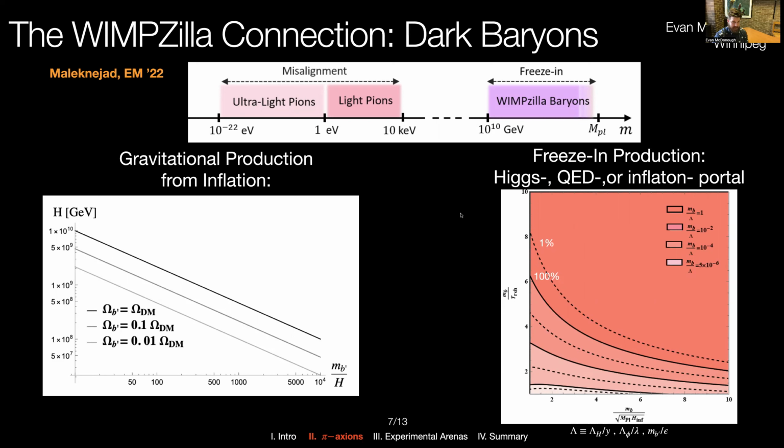And for the last several decades, there's been a wealth of mechanisms developed to produce a relic density of such heavy particles, such as gravitationally or by freezing. So both of these approaches can give you some fraction of the relic density of dark matter being in the baryons. So you do have this complementarity between heavy and light degrees of freedom in your dark sector.